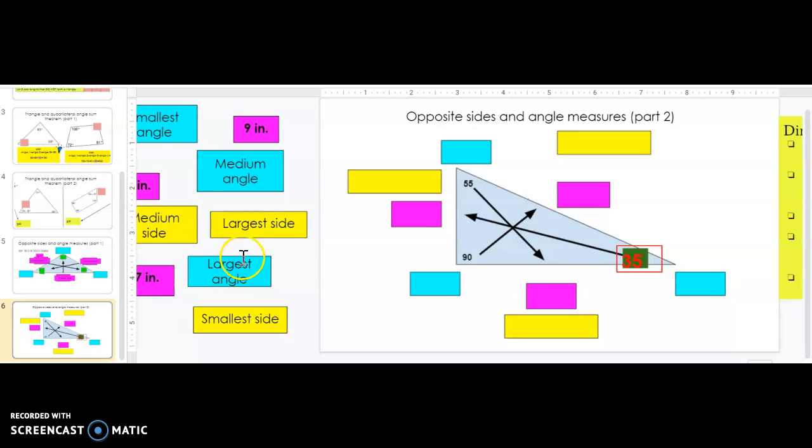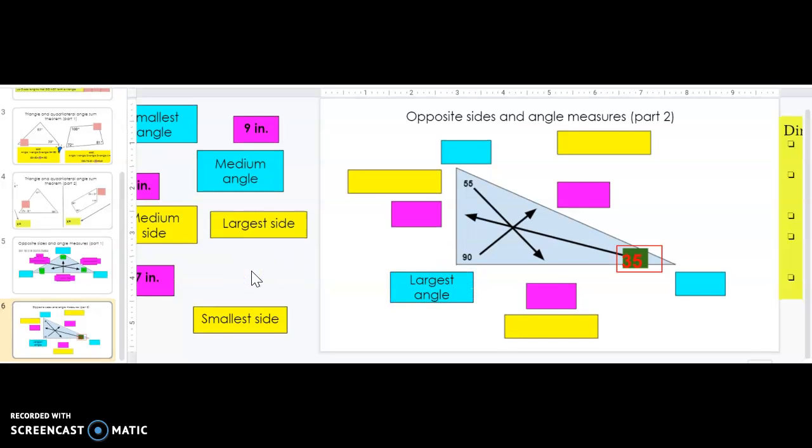Okay. Now I'm going to do a couple of these for you. So for the blue, I'm going to do one of each color for you. The largest angle, well let's look. This is 35, this is 55, and this is 90. Which one of those is the largest? You should have said 90. 90 is the largest. So I'm going to click and drag this blue box over here.